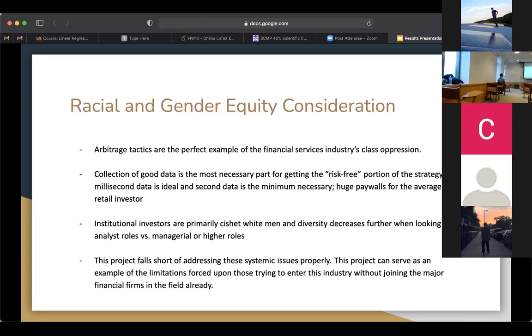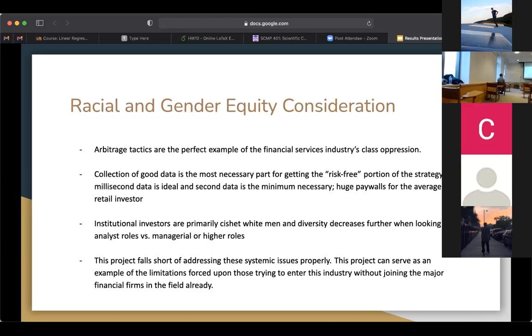So microsecond data is ideal, and second data is the minimum necessary that you would need to actually trade on anything. But access to this information, even through Bloomberg, the Bloomberg subscription API, which was the cheapest one that I found, is about $2,000 a month, which is an enormous paywall for a retail investor. You just really can't expect to get access to that data.